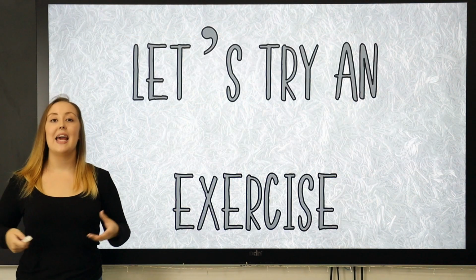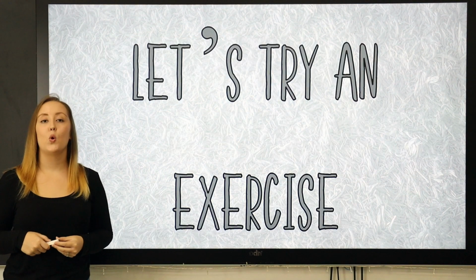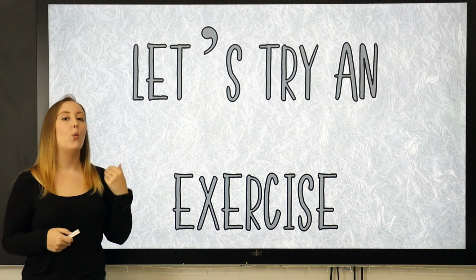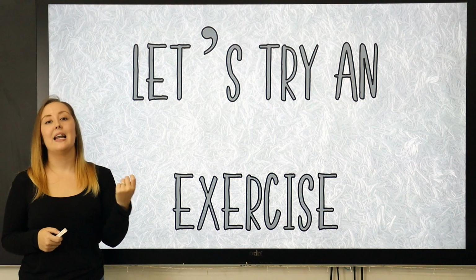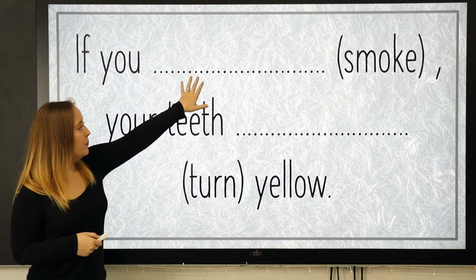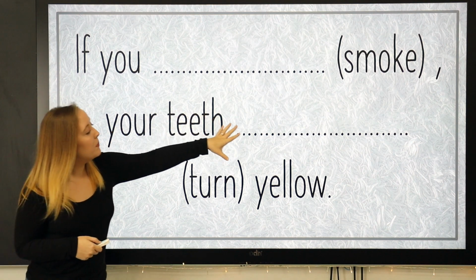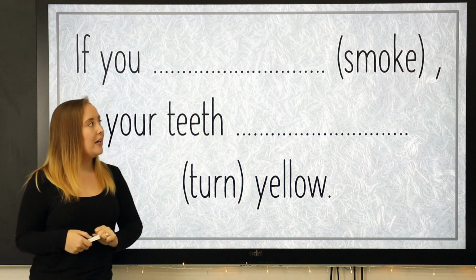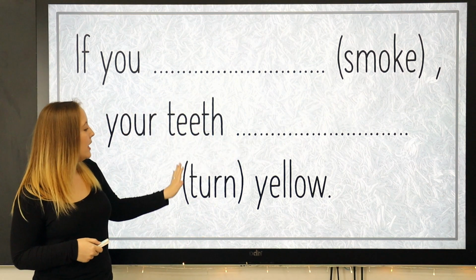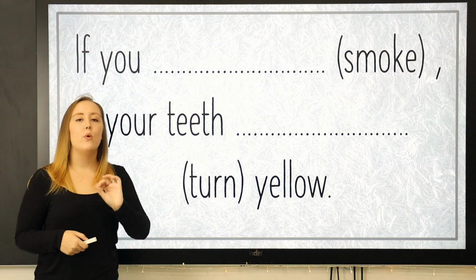So let's try an exercise. I'm going to put some questions on the board and I want you to try and tell me what words are missing and in what form. If you smoke your teeth yellow, okay? So we can see the verbs here, okay, all right? So what form do we put them in?